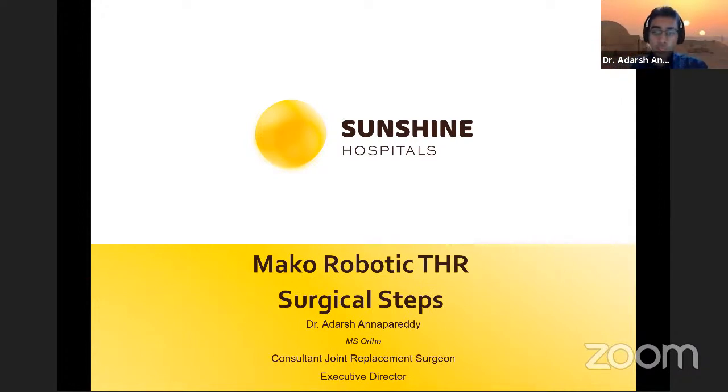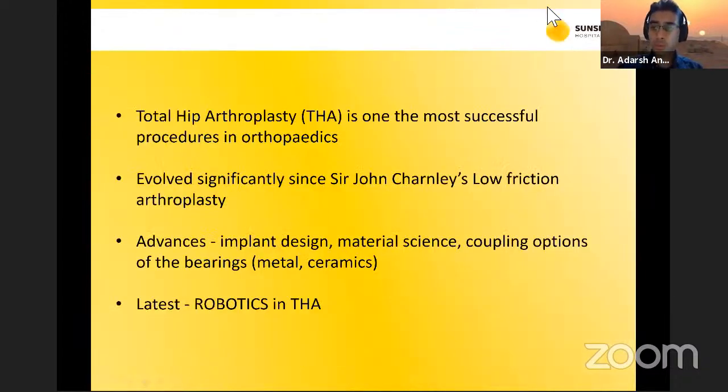So today I'll be speaking on the Mako robotic total hip replacement and briefly about the surgical steps as well. I know a lot of the people on the panel have also heard this talk before because we spoke about it just a couple of weeks back as well. So please forgive that. So total hip arthroplasty is one of the most successful procedures in orthopedics.